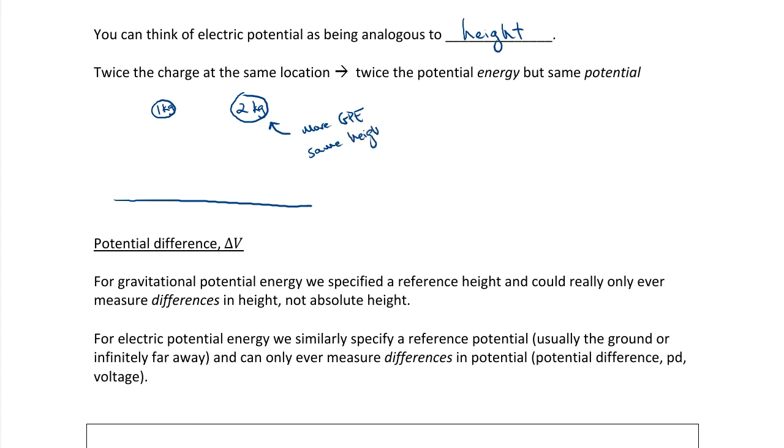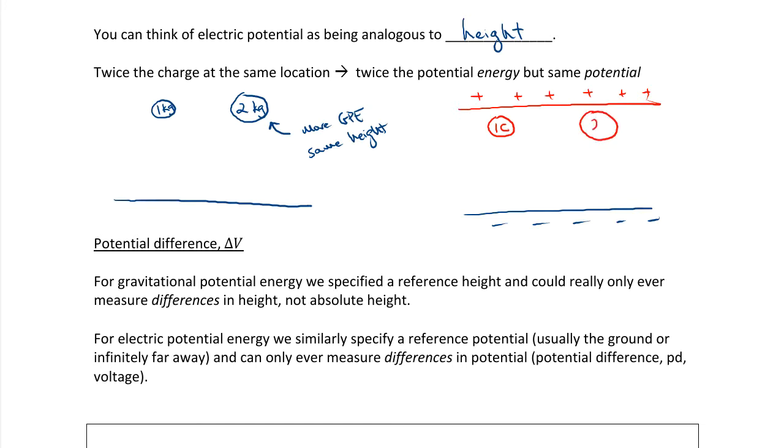In the same way, and here I'll draw a parallel plate capacitor system because that's the clearest analogy to the height situation. If I were to take a 1 coulomb positive charge and put it up close here to the positive plate, or a 2 coulomb charge, the 2 coulomb charge, because it's being repelled more by the positive plate and attracted more by the negative plate, has a greater electric potential energy, but it's got the same potential. It's got the same electric potential energy per unit charge.